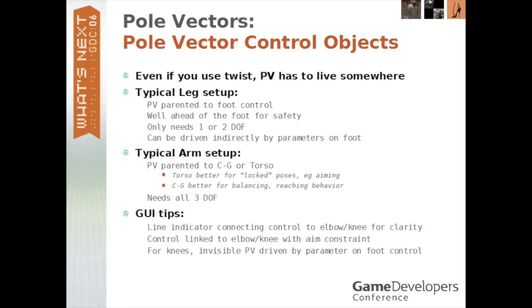Now, typically that means you can do it for legs and not for arms. But if you had a character driving a car and you knew his hands were going to be IK'd to the wheel, then you could use twist because you know that the basic frame of reference isn't changing.